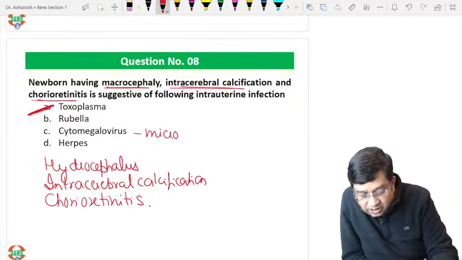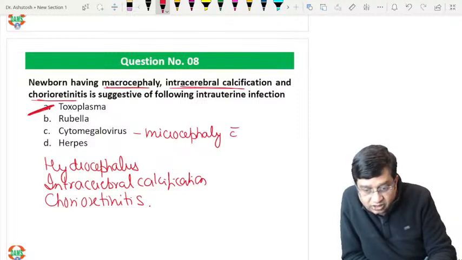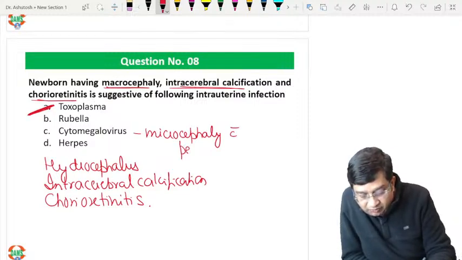साइटोमेगेलोवायरस में यूजुअली आपको मिलता है माइक्रोकेफेली with periventricular calcification.